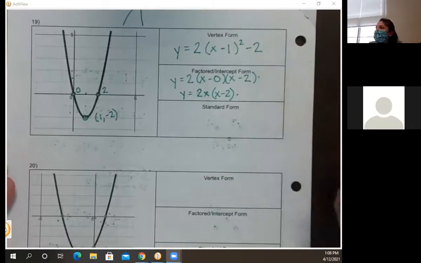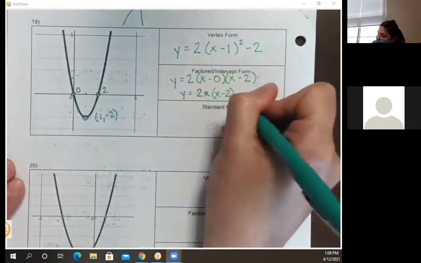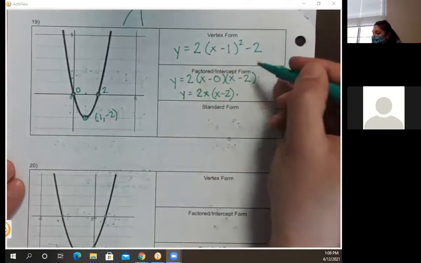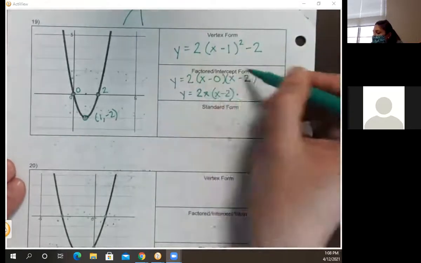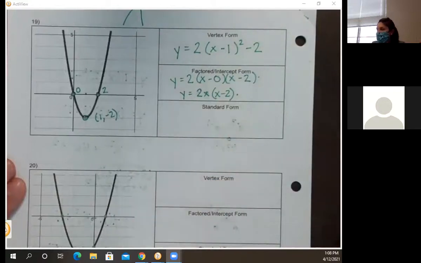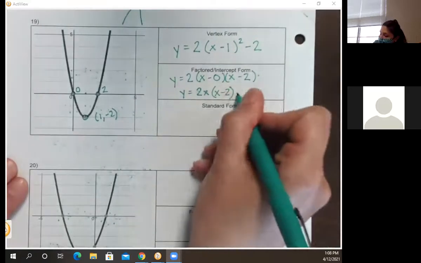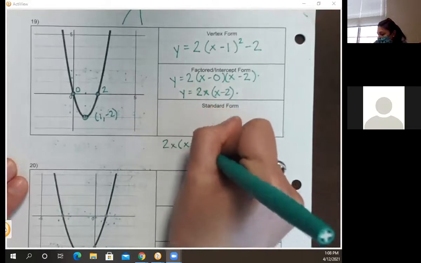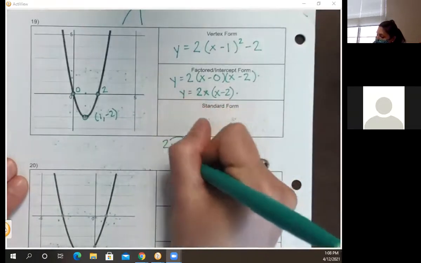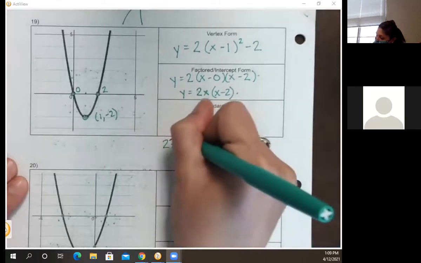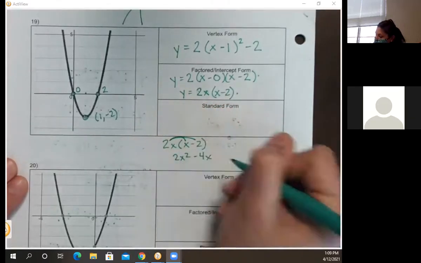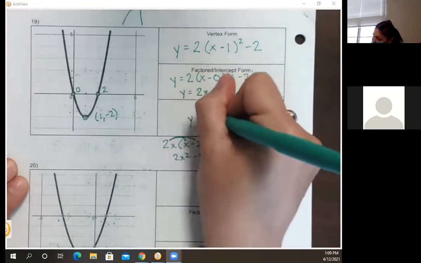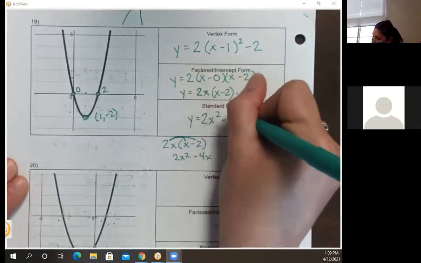And then for standard form, again, we're going to have to distribute. I'm going to choose to distribute this one right here. You could distribute vertex form or that non-cleaned up intercept form. You're going to get the same thing no matter what, as long as you're careful with your distribution and combine your like terms. But this one's going to be a little bit faster and easier to distribute. So this would be 2x squared minus 4x. There's my standard form function, 2x squared minus 4x.